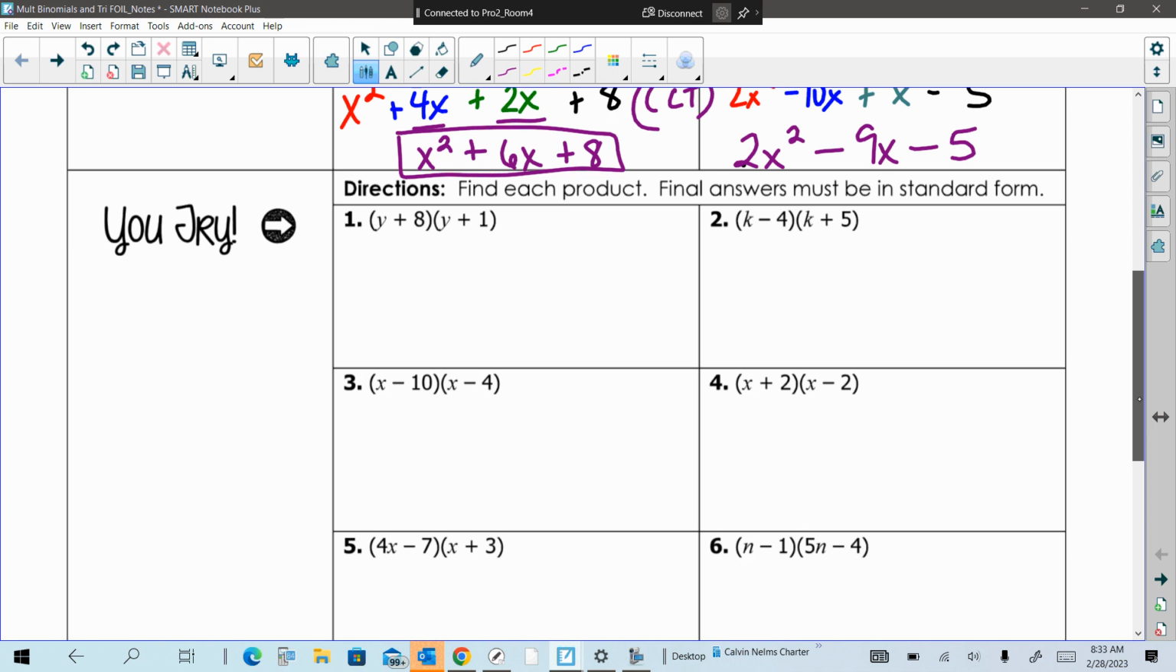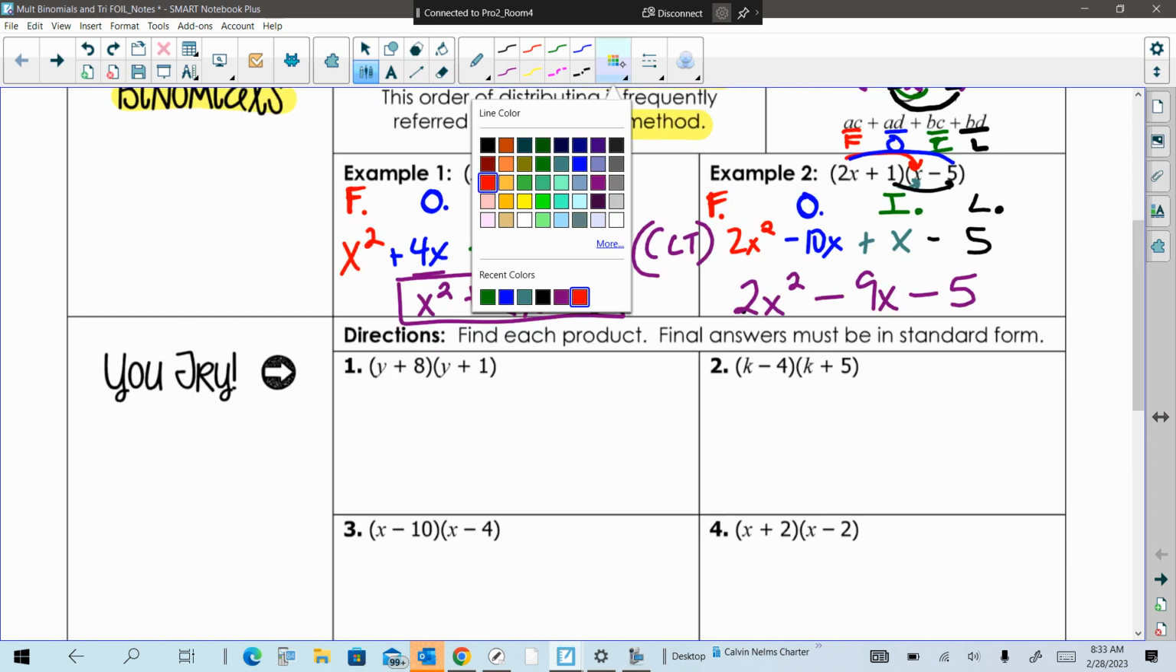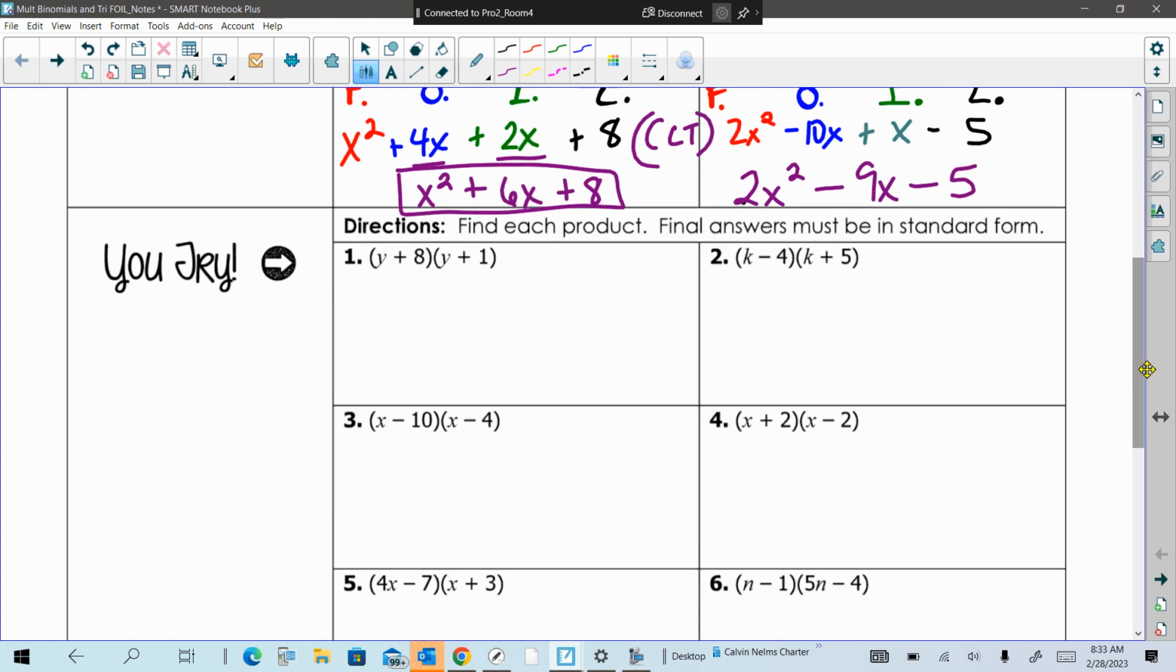Okay. All right. So number 1, first term, what are they? What do we multiply together on number 1? Y times y. If you need to write out the acronym to help you set up your work, you can. All right, y and y is going to leave me with y squared. Then the outer terms, that would be which two?